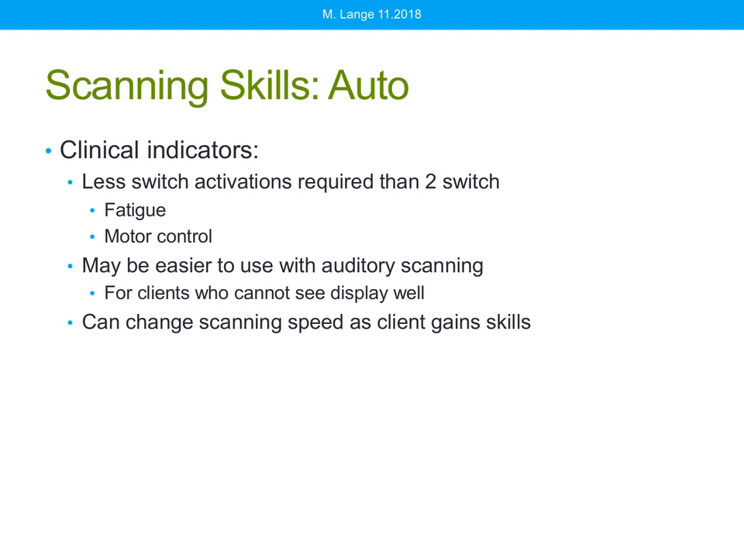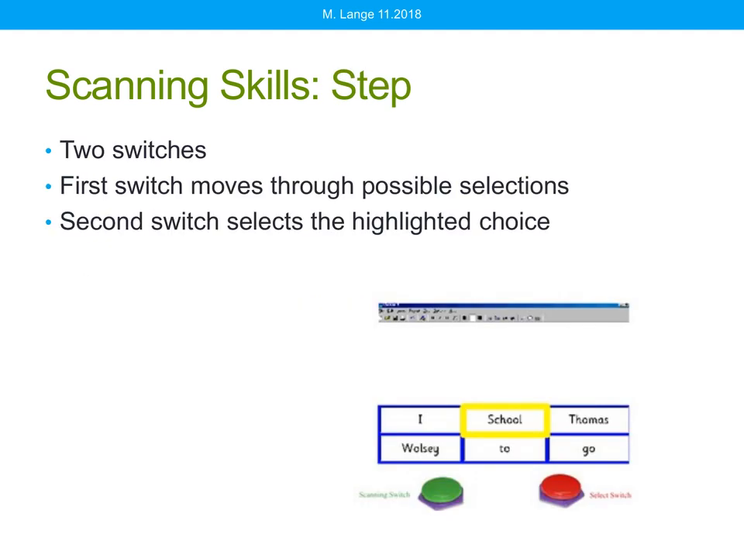With automatic scanning, we can increase scan speed as the client continues to gain skills. We want to usually start on the slower side, not so slow that the client loses interest or gets overly frustrated. So that's automatic scanning using one switch.